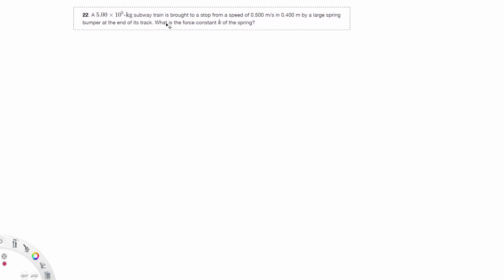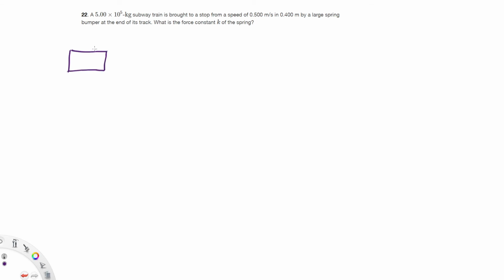All right, we'll see you later, Jolene. Okay. A large spring bumper. Okay. Trains are one of the few things I can draw, but subway trains I cannot draw. In my mind, all trains are steam engines.